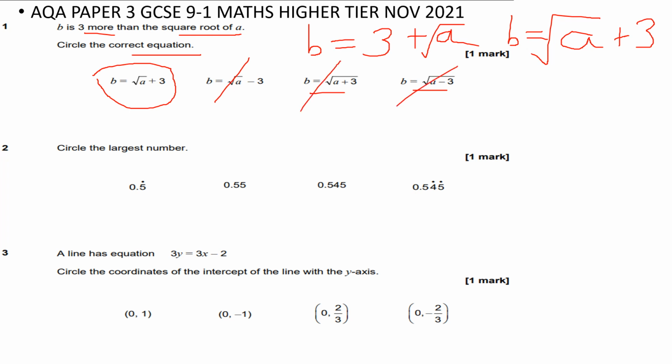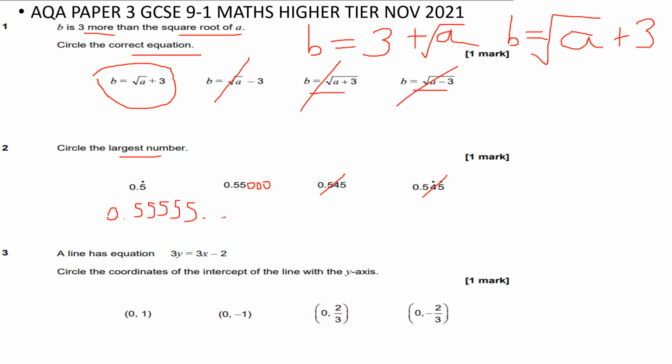Question number 2: circle the largest number, so looking at our place value. 0.5 with a dot means 0.5555555 and so on, so it goes on forever. Looking at our values, that one has a 4 here, so I can ignore it, and that one also has a 4, so I can ignore that. So it's between this one and this one. This one has a 0 here, so think of it as 0, 0, 0, 0 afterwards. It doesn't change the decimal, it's just so I can compare the place values.